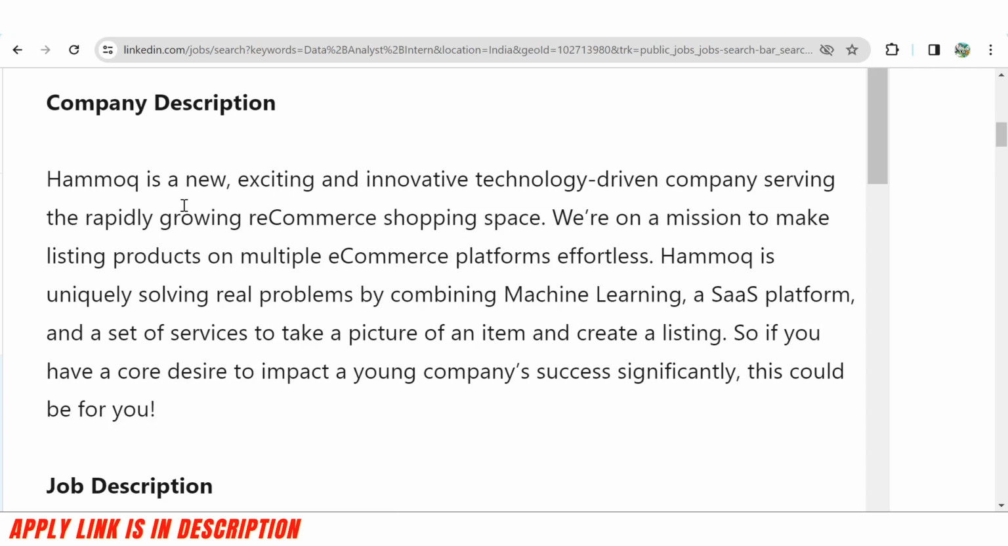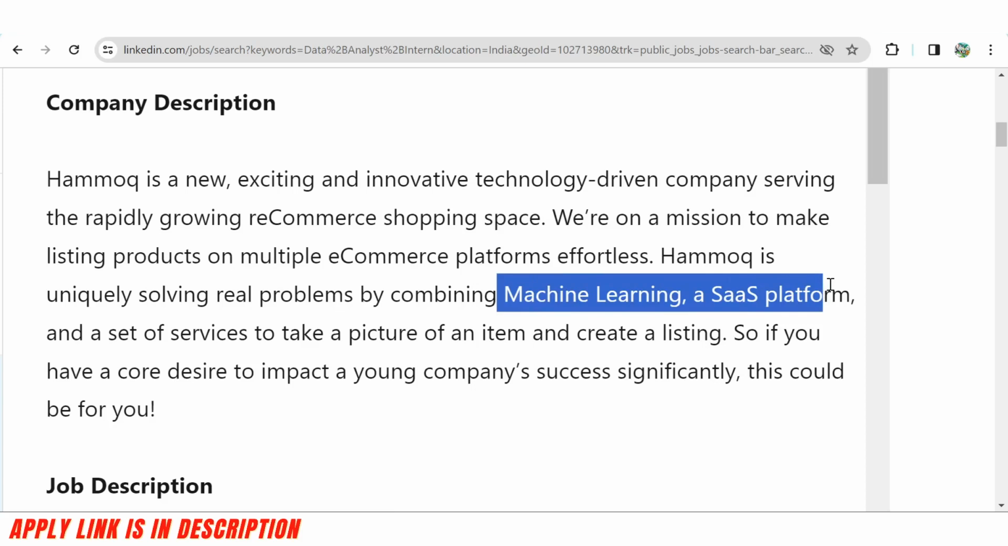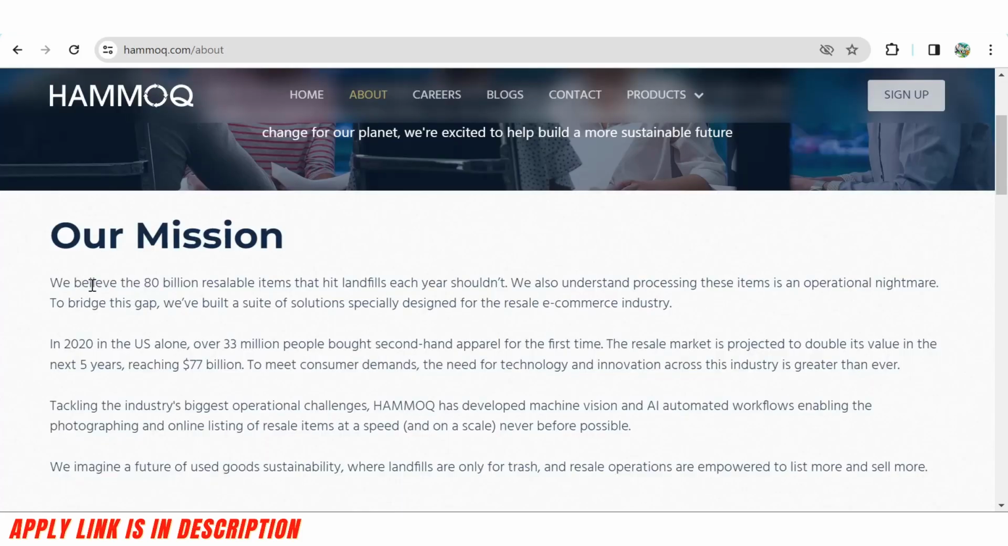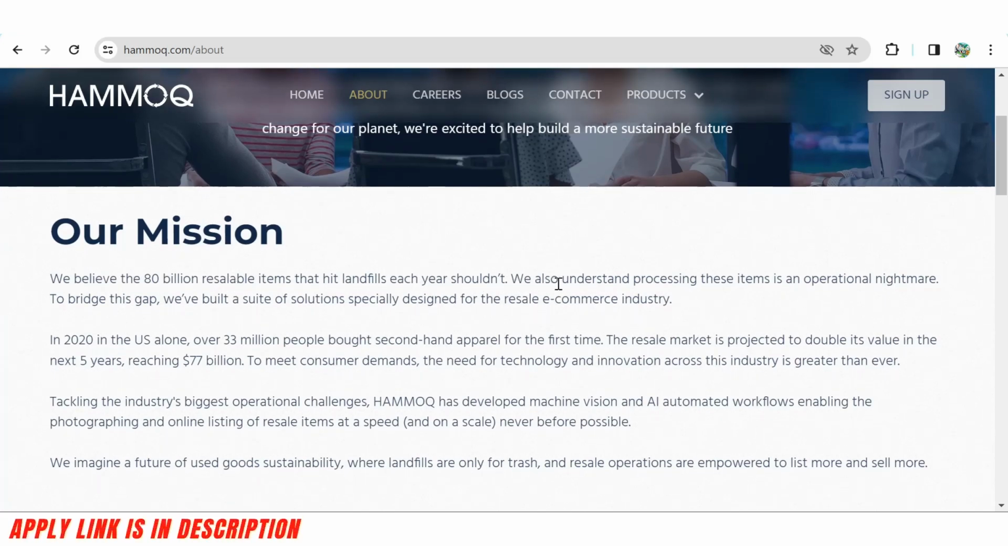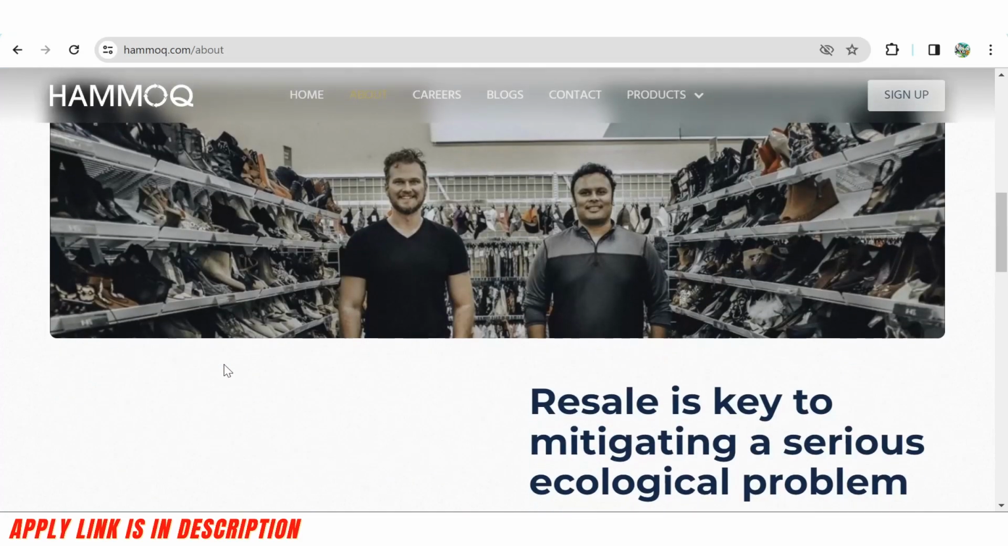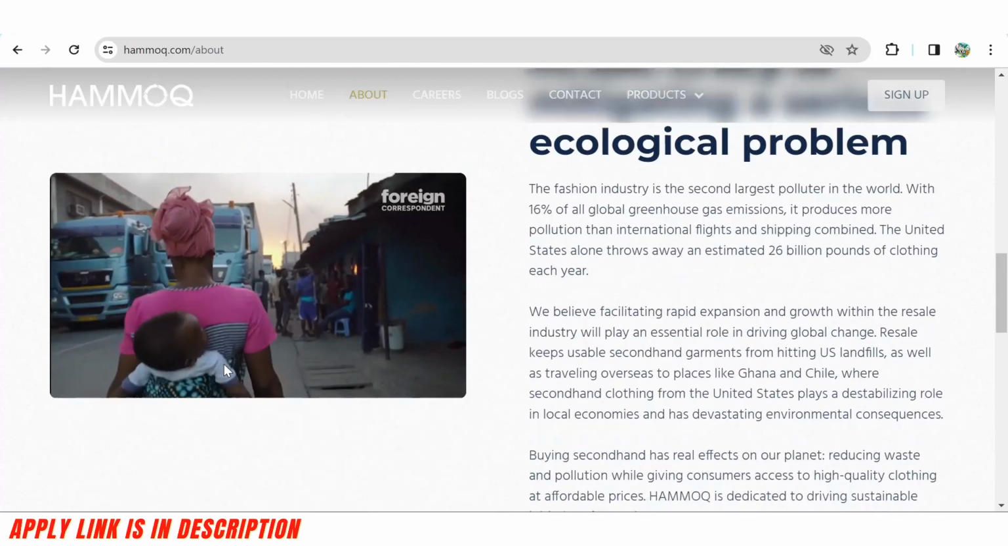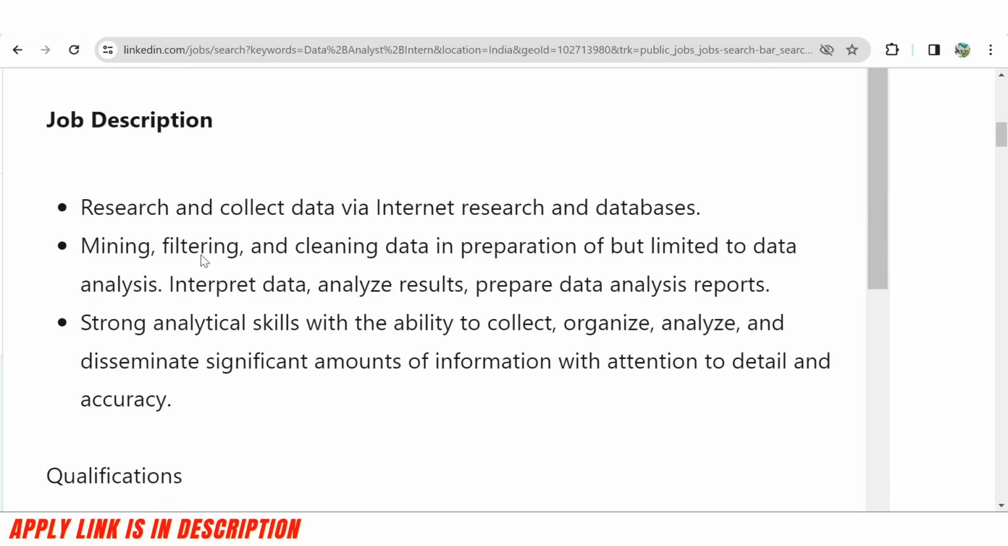Hamo is basically an IT company which is helping e-commerce businesses grow and solve the problems they are facing. The technology they are using is machine learning and a SaaS platform. They are dealing with 80 billion scalable items each year. In 2020, they reached around 33 million people and got revenue of around $77 billion. You can go through the company site once and check what categories they are working on, and the trends and patterns. Now coming to the job description.